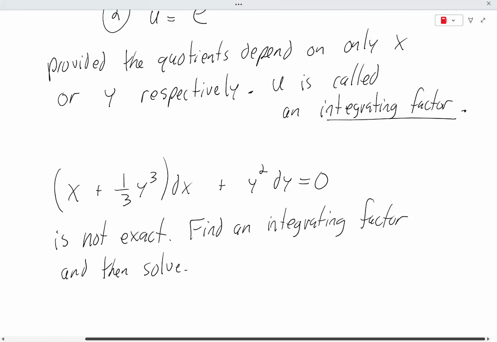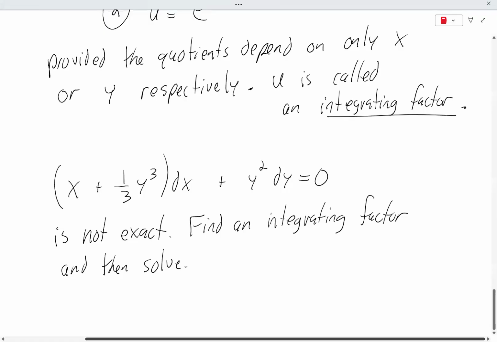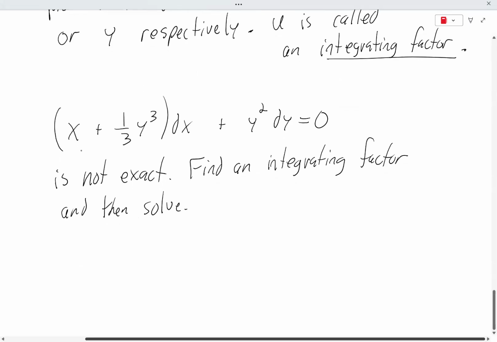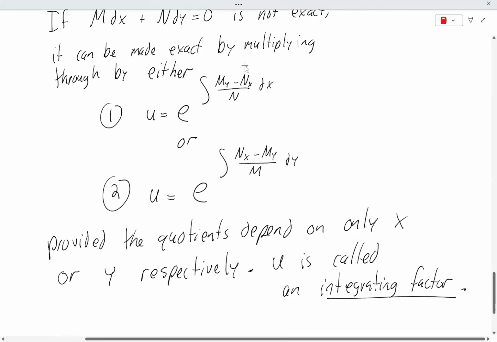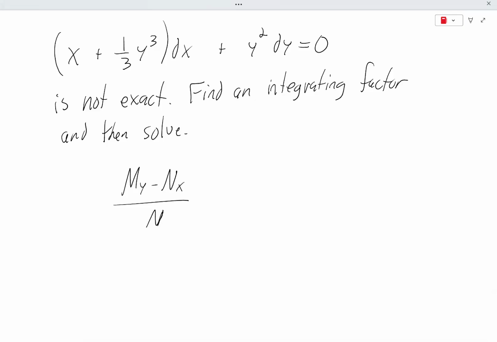Okay, so let's try it out here then. Basically, it's not exact. You could verify if you did the mixed partial things. It's not exact. So the next thing to try is to calculate this thing right here, M sub y minus N sub x over N. If I write that down here, let's see what this is then.